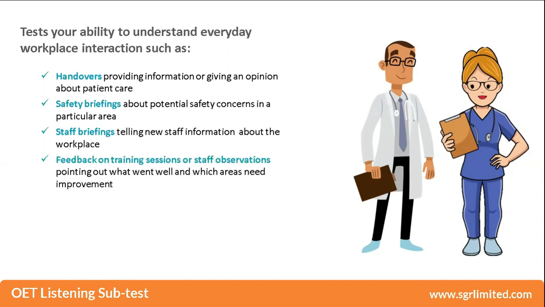Other types of listening part B conversations could be feedback with regard to training sessions or staff observations. In this particular situation, you could hear a junior member of staff speaking to a senior member of staff, giving feedback on a training that they have recently attended, or maybe the senior staff informing the junior staff with regard to some observations they've seen at work.